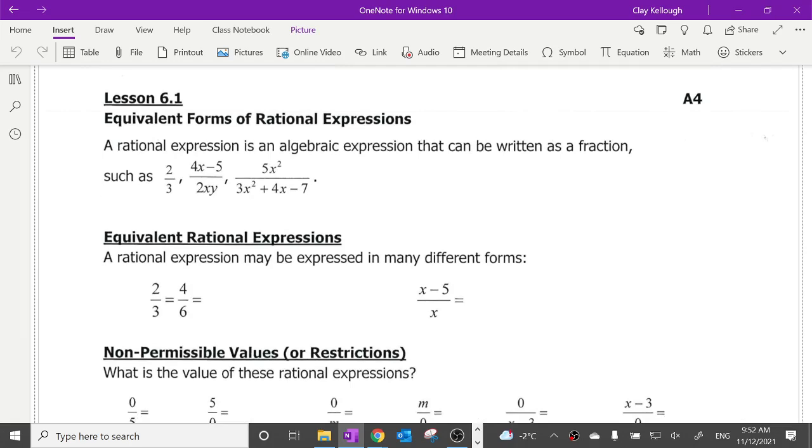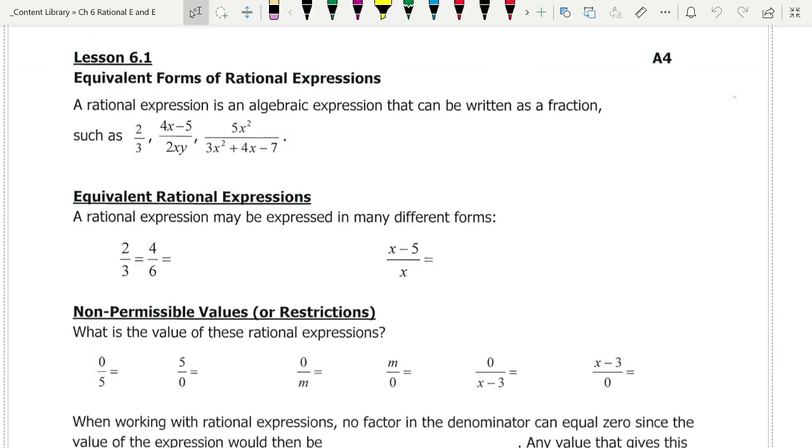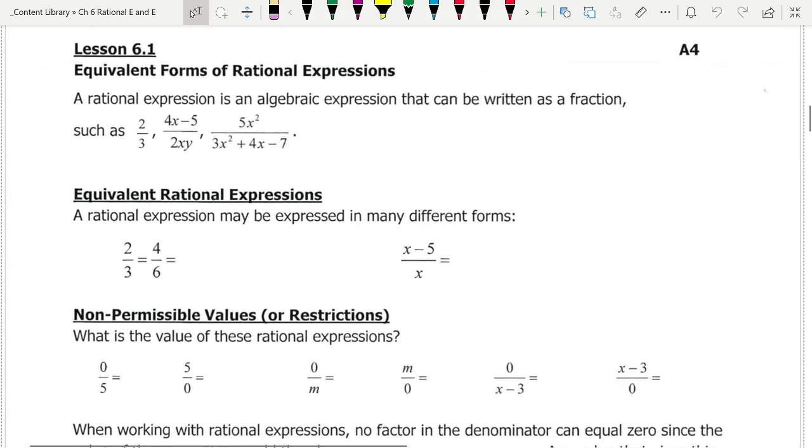As you can see, lesson 6.1 is about rational expressions. Rational meaning that you have a numerator and a denominator. A rational expression is an algebraic expression that can be written as a fraction, such as 2/3, or 4x minus 5 over 2xy, or 5x squared over 3x squared plus 4x minus 7. An equivalent rational expression is a rational expression that may be expressed in many different forms.